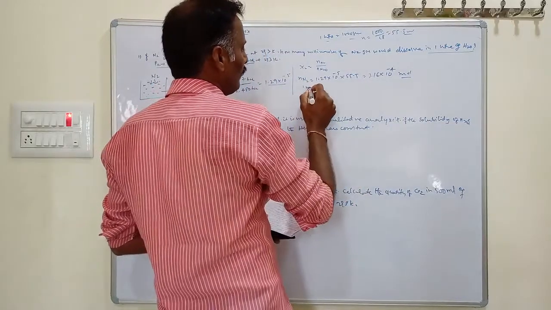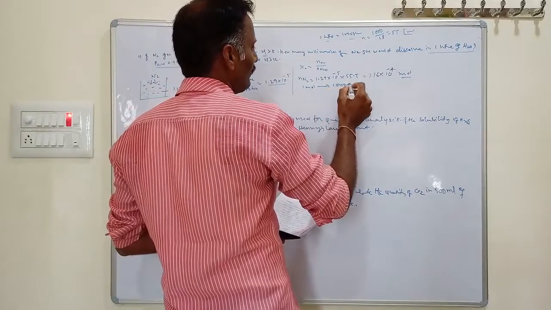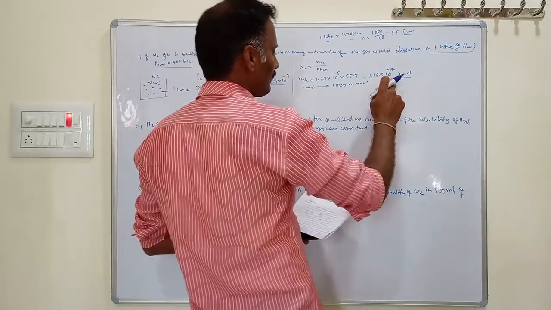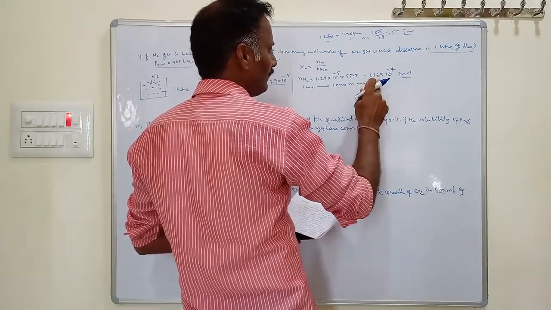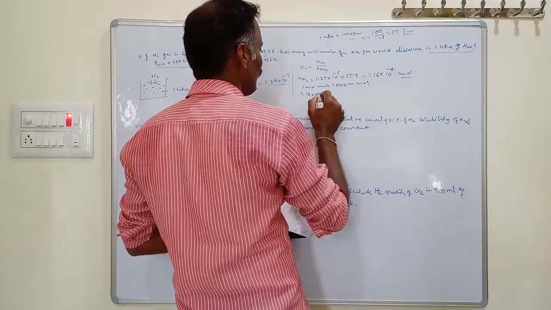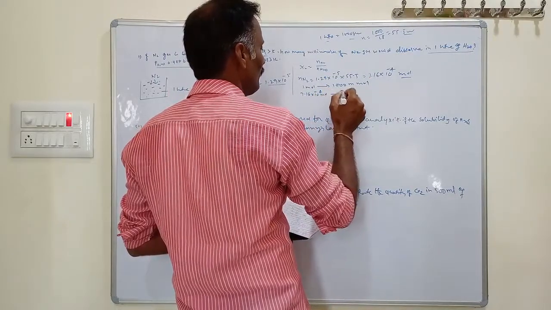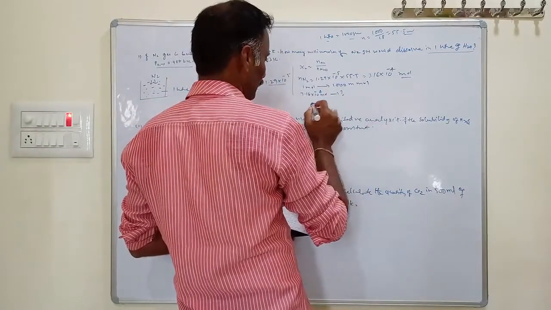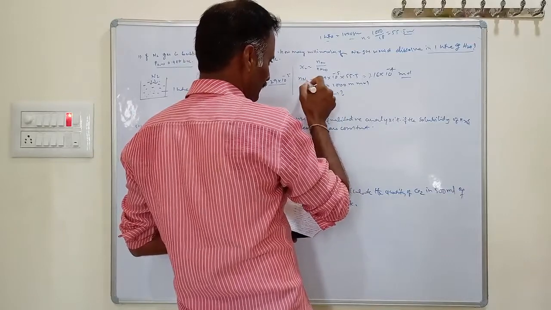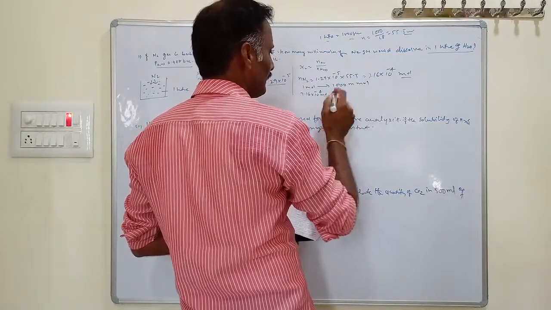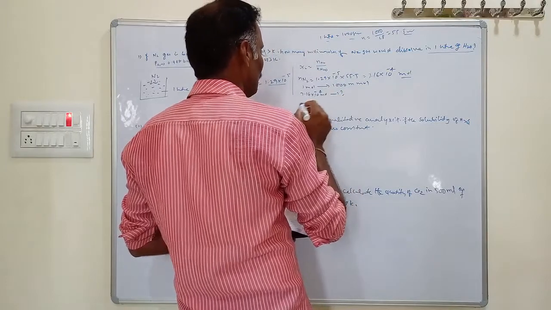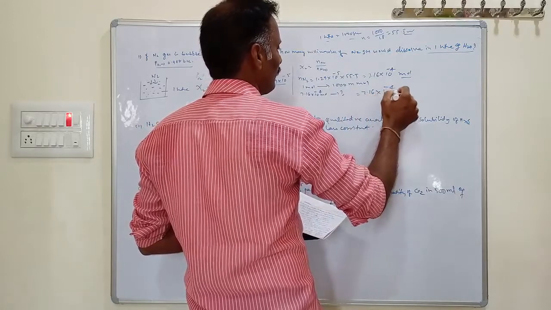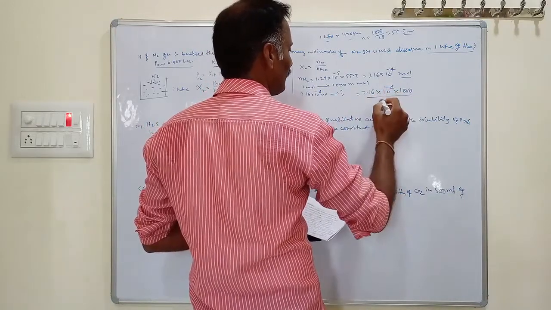Here 1 mole equals 1000 millimoles. You convert moles into millimoles. 1 mole is 1000 millimoles. Then 7.16 into 10 to the power of minus 4 moles equals how many millimoles? N2 in millimoles is calculated here by cross multiplication. We will get 7.16 into 10 to the power of minus 4 into 1000, divided by 1 mole.